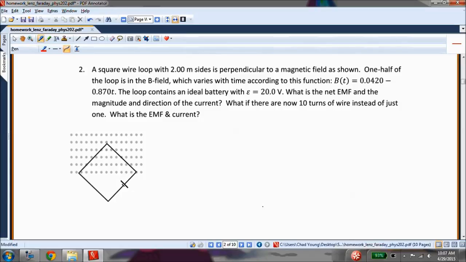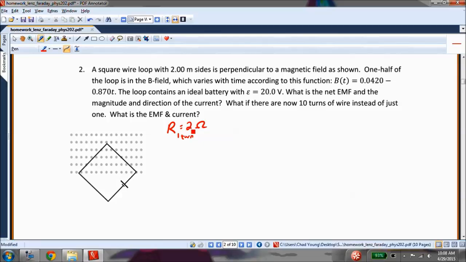Let's see. I'm going to actually put in a resistance here, or let's say that the resistance of the wire is 2 ohms. The resistance for 1 turn of the wire is 2 ohms, and then we'll go from there. This is a little bit different because if you want to find the magnitude of the current, if there's no resistance, then your current is basically infinite, right? So we have to have some amount of resistance.